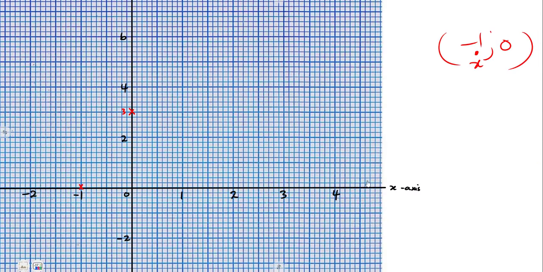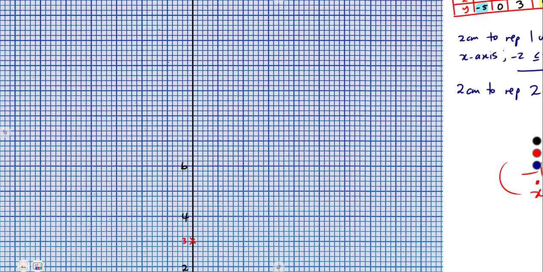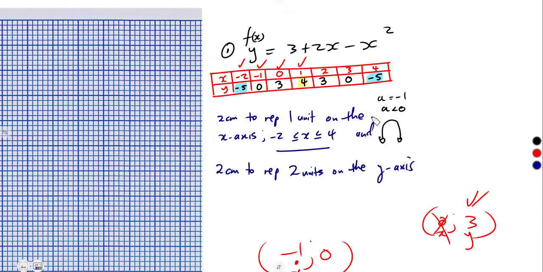0, 3. And let us have another one, 1 versus 4. X is 1, y is 4. So where x is 1, y is 4. They meet at that point. You mark the point 1, 4. Okay, just like that. So you move on.